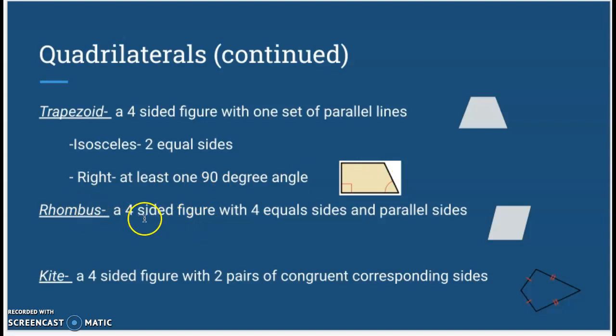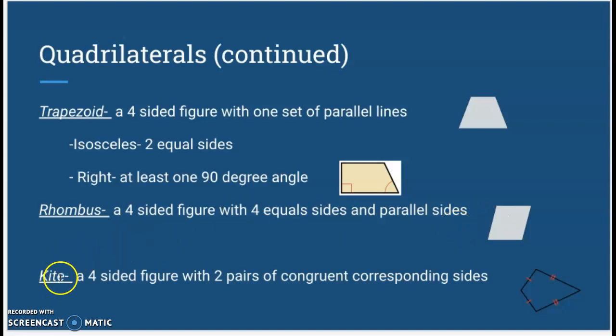A rhombus. A rhombus is very similar to a square because it does have four equal sides. What makes it different from a square is that these angles are not 90 degrees. So it has parallel sides and it has equal sides, but the angles are not the same as a square. They are not 90 degrees.